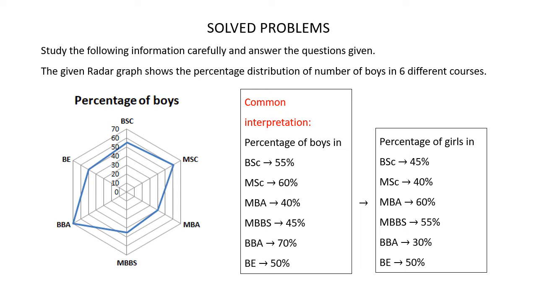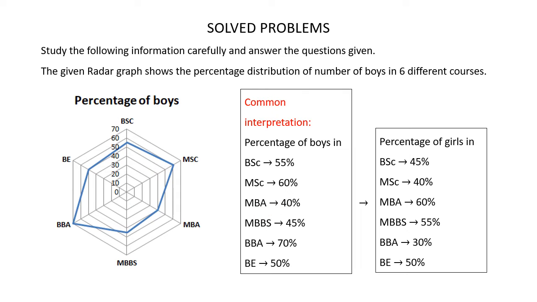Now, according to this radar graph, the percentage of boys in BSc course is given by this point, which corresponds with 55 on the radar graph. So in BSc course, percentage of boys is 55%. Similarly, in MSc course, this point corresponds with 60 on the radar graph, which means that percentage of boys in MSc is 60%. This point corresponds with 40 on the radar graph, which means the percentage of boys in MBA is 40%.